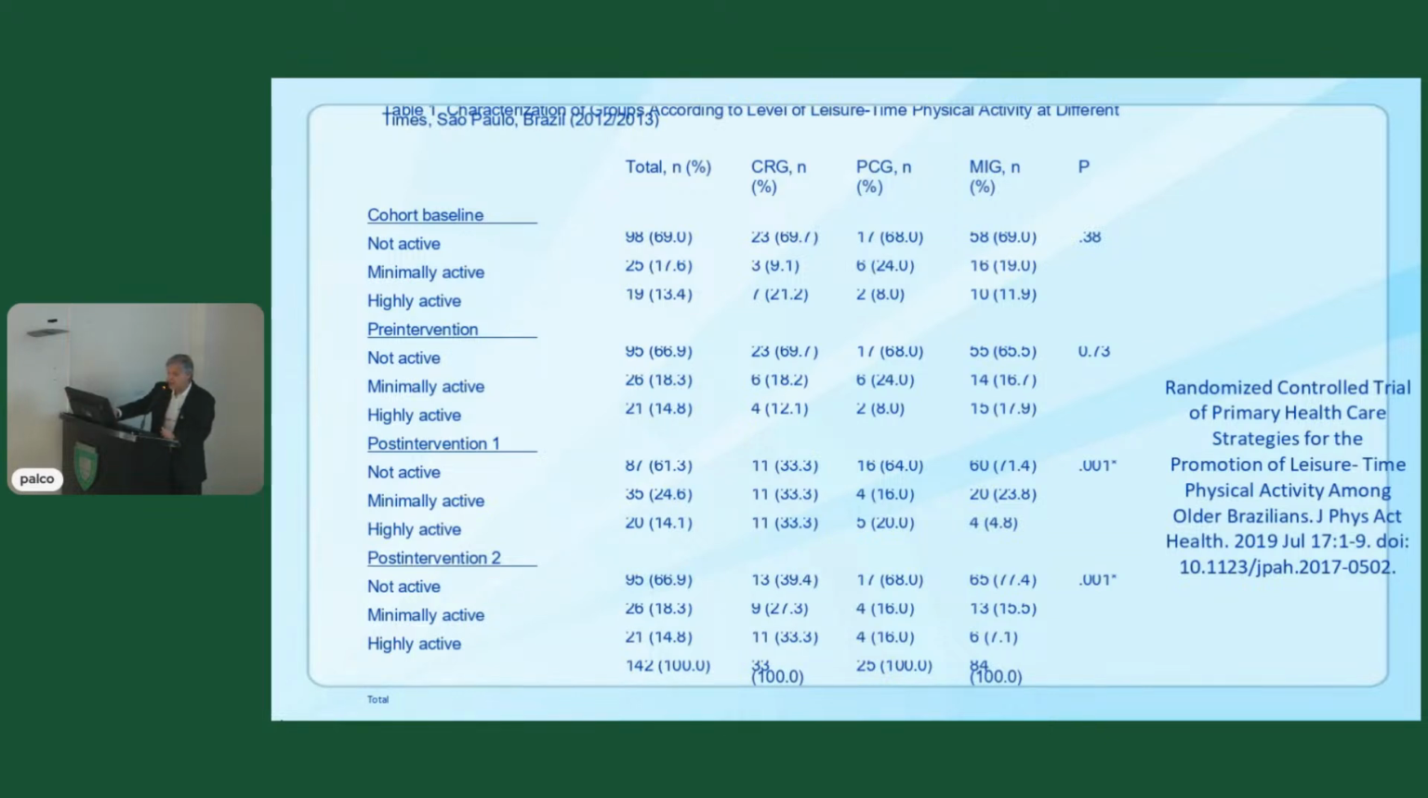The highly active is 33.3% in one group, 16% in the other one, is 7.1. So the ratio of these two, 33.3 by 7.1, is nearly 2. So the people who were in the CRG group are twice more likely to be active after months of intervention than the control group, okay? So that's a powerful effect.